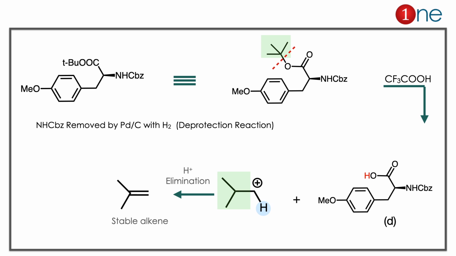Here you have to learn two important things. One is you have to know how to deprotect the Cbz. Cbz is the protecting group for amine. It is a substituted benzene. So if you use palladium on carbon, it will be removed from the system.